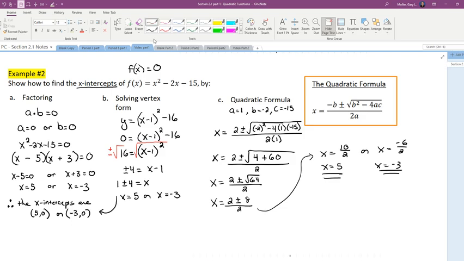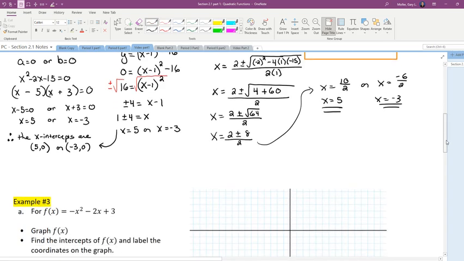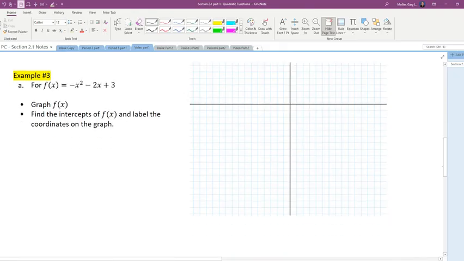Okay, so let's just practice this again on our own. Example number 3. Let's graph the function, and then let's find the intercepts and label the coordinates of the vertex and intercepts on the graph. All right, so my hope here is anytime we're being asked to graph and it's a quadratic, then we need to put it in vertex form. So let's take a look at this one.